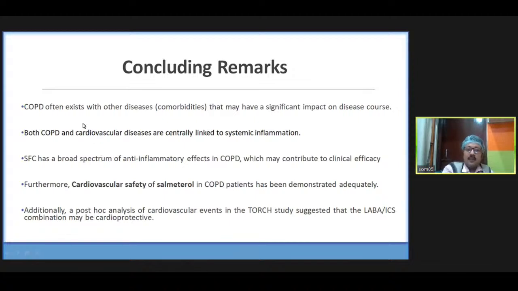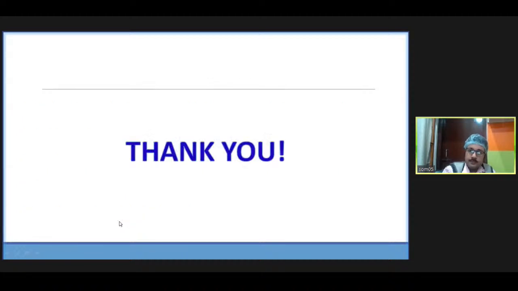Now, COPD often exists with other diseases, other comorbidities, and that may have a significant impact on health. But both COPD and cardiovascular diseases are centrally linked to systemic inflammation. Now, we have to choose a molecule which is effective, which reduces inflammation, and which will also be safe for this type of patients. So, the salmeterol fluticasone combination has a broad spectrum of anti-inflammatory effects on COPD. And furthermore, cardiovascular safety of salmeterol in COPD patients has been demonstrated. And the post hoc analysis of the cardiovascular events in the TORCH study suggested the LABA ICS combination may also be cardioprotective. Thank you.